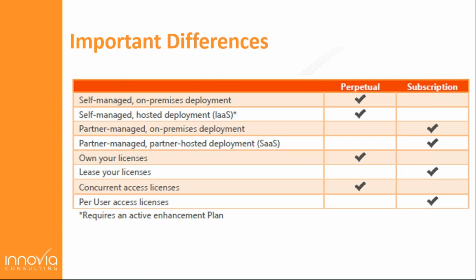So in a Perpetual world, you could buy 10 licenses and you could have 20 NAV users, but maybe those 20 NAV users are in 2 different shifts of 10 people. You could actually just buy 10 and have 20 people have access to the system at various times, but only 10 of them concurrently. In a subscription world, you can't do that. In a subscription world, you've got a per user access.